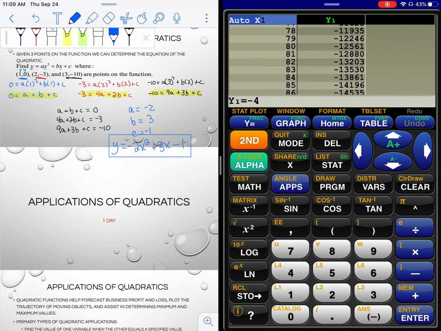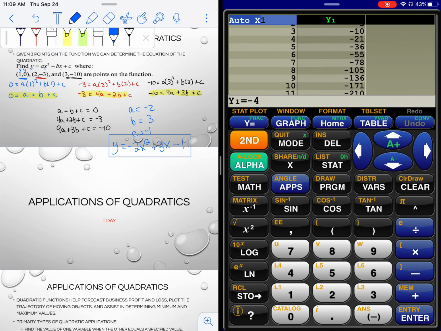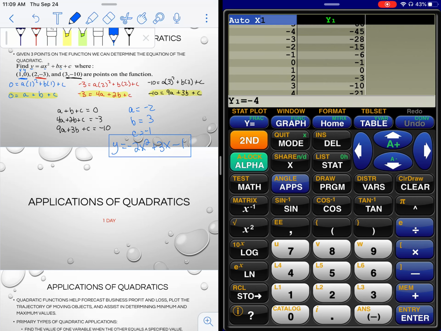Look at our table. There's the point 1, 0, there's the point 2, -3, and there's the point 3, -10. So our equation is correct because it contains those 3 points.